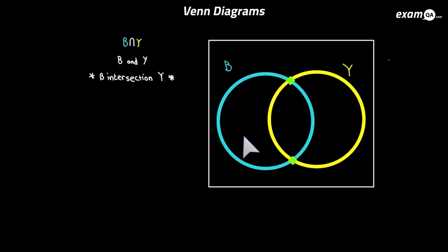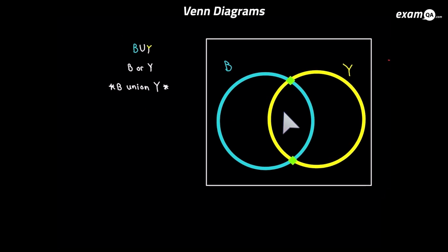Okay, so what does this mean? We've got B with a little n sign and then Y. Now the actual name for this is B intersection Y. But I just call it B and Y. And what it means is, where is it both B and Y at the same time? We need to find a space where it's both B and Y. And of course, it's this bit in the middle.